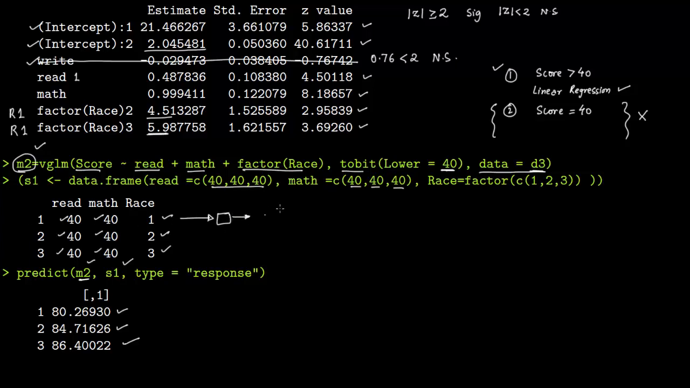So for row 1 you get 80.26. For row 2 you get 84.716. For row 3 you get 86.400.